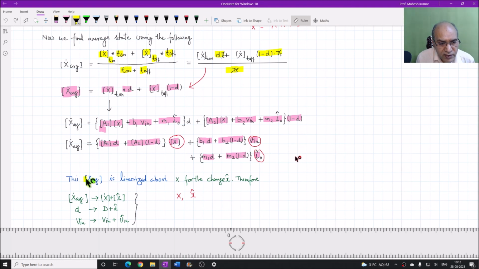Now this x average is linearized about the state x, for the change in the state x cap. Therefore, we can express x average dot as x dot plus x dot cap, for the change in duty cycle d cap, and for the change in the input as b cap. We will learn about this linearization in the next class, and we will see how this method can be applied for the design and control of the DC to DC converter.